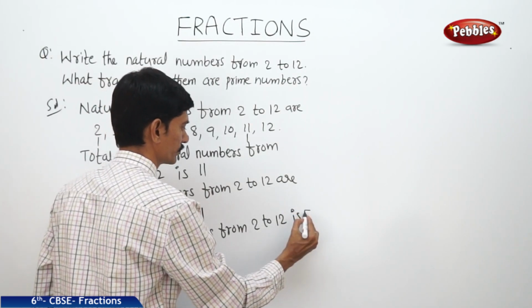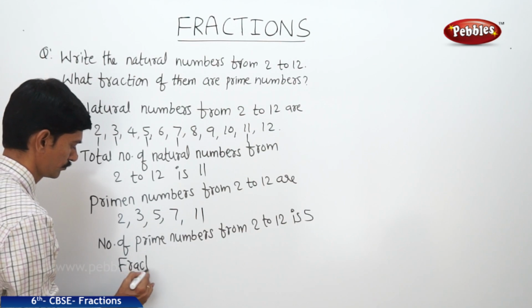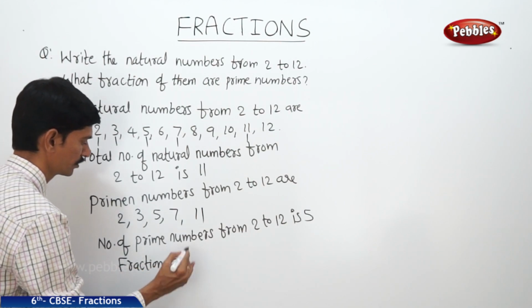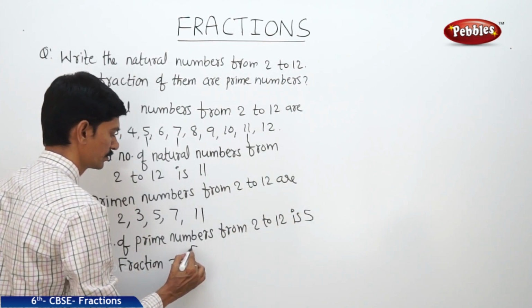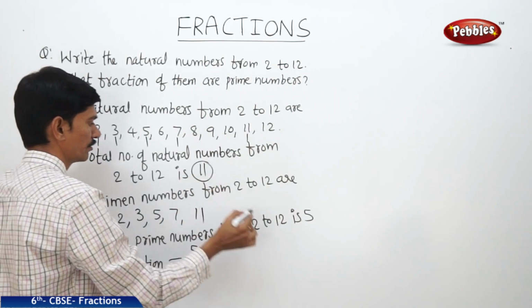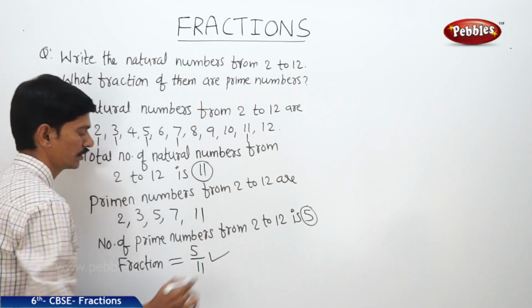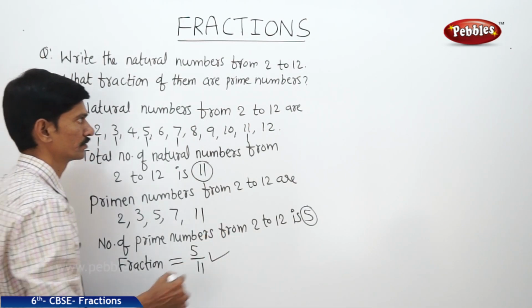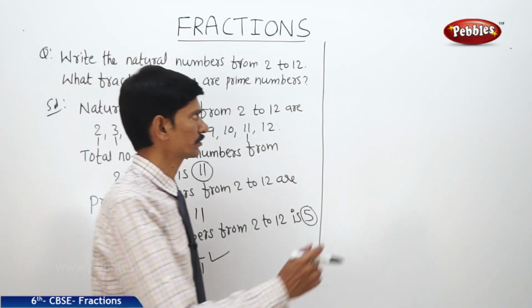Is 5. Now the fraction equals the number of prime numbers 5 by the total number of natural numbers 11. So this is the required fraction, 5 by 11. Now let us see the next question.